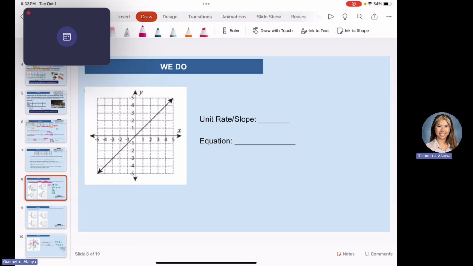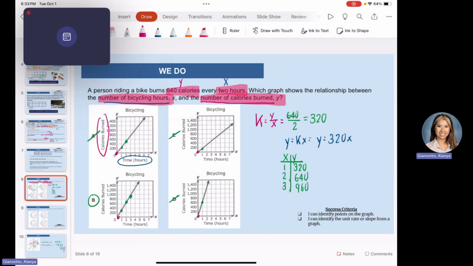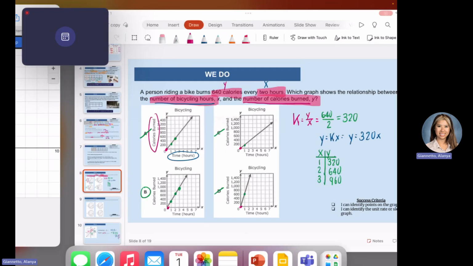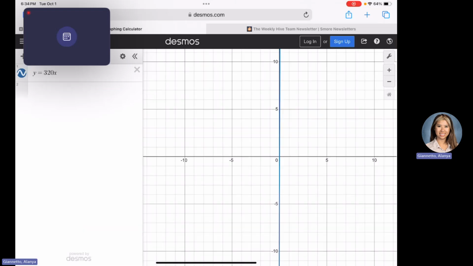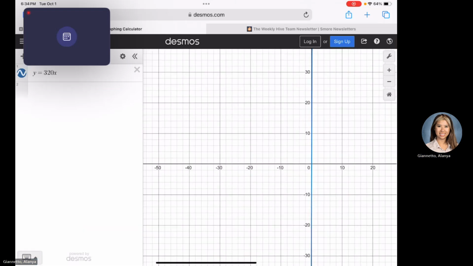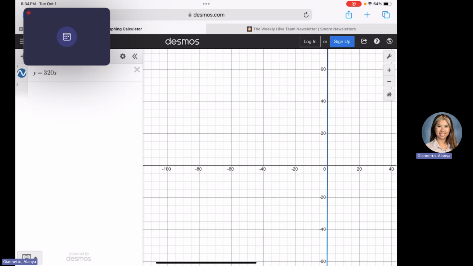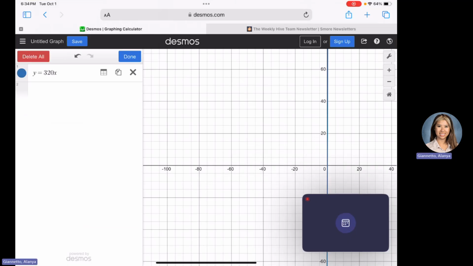Okay, so going back to this problem, I'm going to find the answer on Desmos. So all we need to do is type in that equation, y is equal to 320x. Okay, so I'm going to erase this. We have y is equal to 320x. And you can see that it graphs an equation, right? It makes a graph, but none of our graphs from that problem looks like this. So that's why we have to double check by making a table.